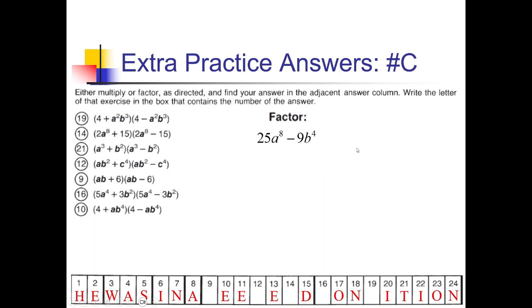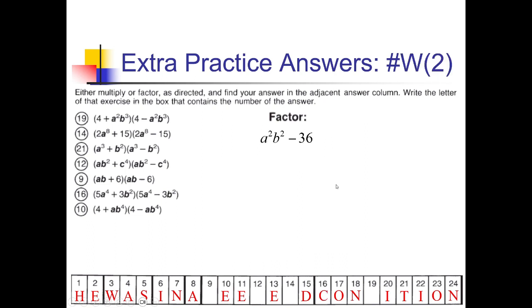Here's the only problem C of the puzzle. Square root of 25a to the 8th. So we have a 5, and a to the 8 divided by 2 gives me a to the 4th. So 5a to the 4th. And then square root of 9b to the 4th, that's going to be a 3b squared. So plus 3b squared. And 5a to the 4th minus 3b squared, which looks to be number 16 right there. So 16 is a C.